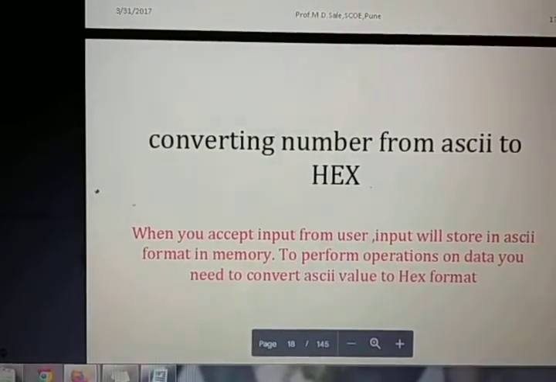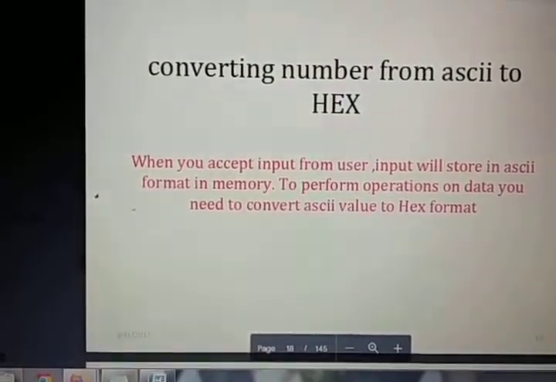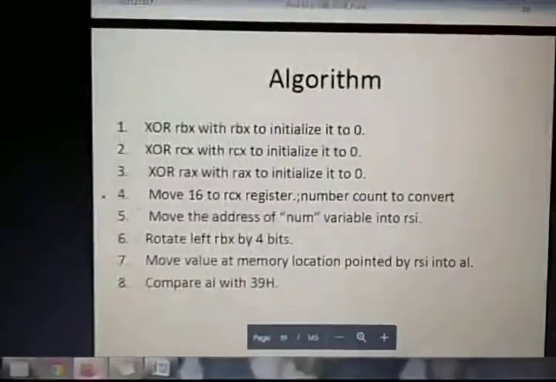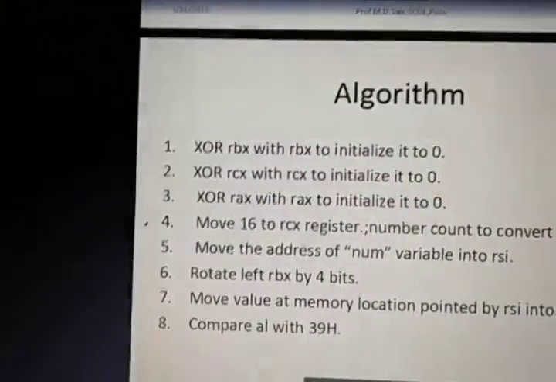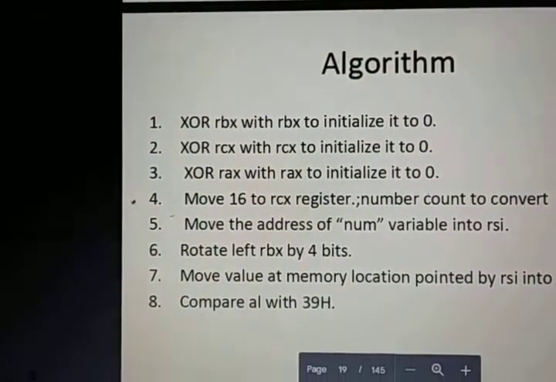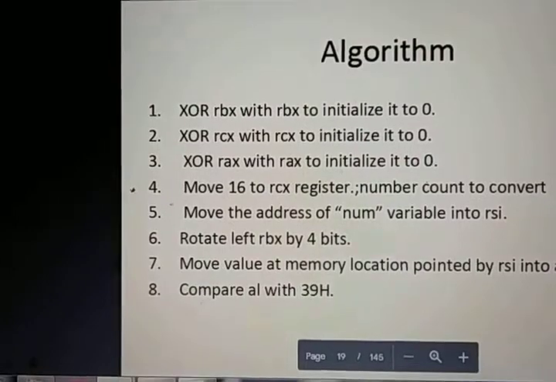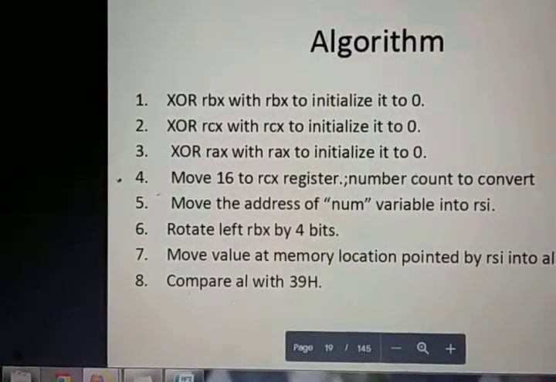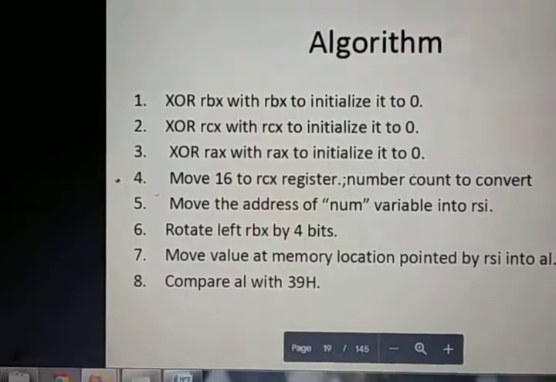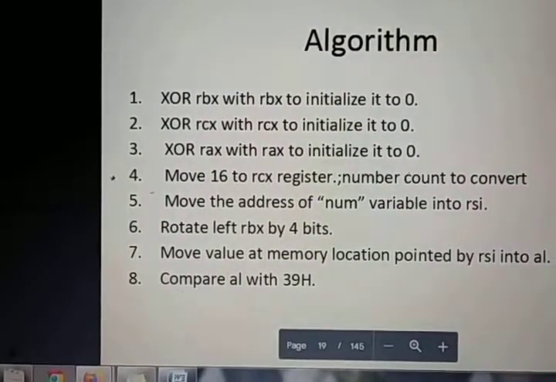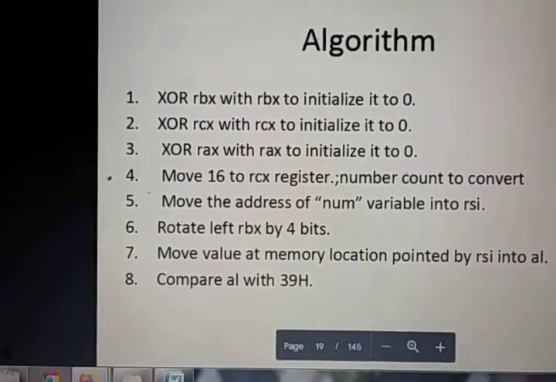Then converting a number from ASCII to hex. In the ASCII to hex procedure, with the XOR operation, you XOR RBX with RBX to initialize it to 0, XOR RCX with RCX to initialize it to 0, XOR RAX with RAX to initialize it to 0. Means first you have to clear the RBX, RCX, RAX registers by using the XOR instruction or by initializing with 0. Then move 16 to the RCX register, the number count to convert.